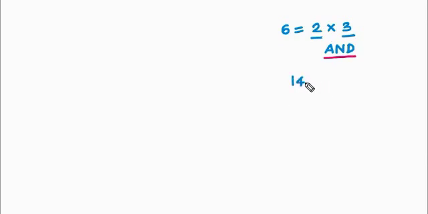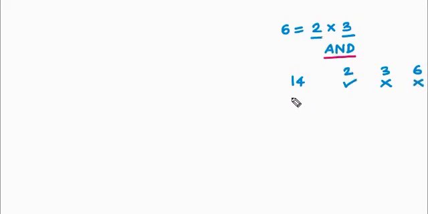14, is it divisible by 2? Yes, it is an even number, so it is divisible by 2. Is it divisible by 3? Sum of digits is 4 plus 1, 5. So it is not divisible by 3. It is only divisible by 2 and not by 3. In that case, it should not be divisible by 6. And if we try, 6 2s are 12 and we get 2 remainder. So 14 is not divisible by 6. And so we see our logic holds true, at least for this number.